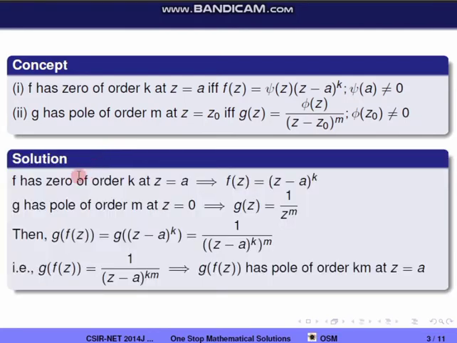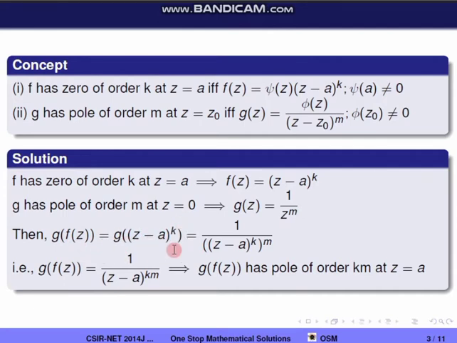Given the question, f has 0 of order k at z equal to a. Therefore, f of z can be written as (z minus a) whole power k. g has pole of order m at z equal to 0. Therefore, g of z can be written as 1 by (z minus 0) whole power m, that is equal to 1 by z power m. Now we have to find the value of g of f of z. So we are writing f of z value here. So we'll get this is equal to g of (z minus a) whole power k.